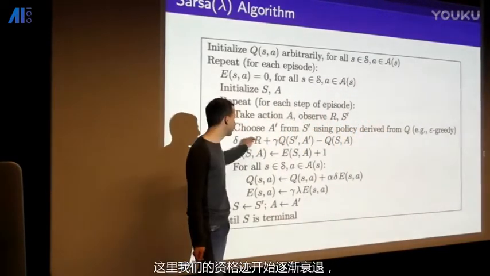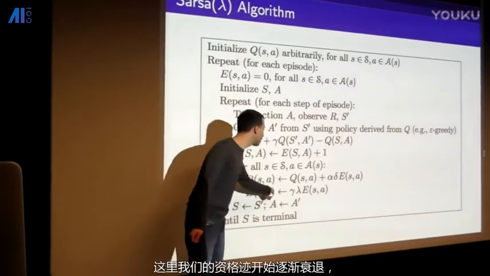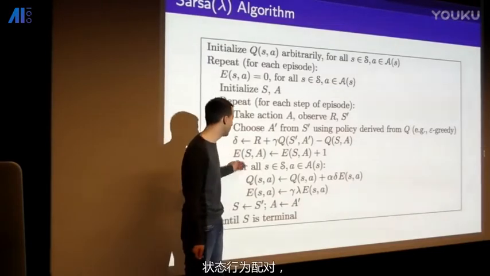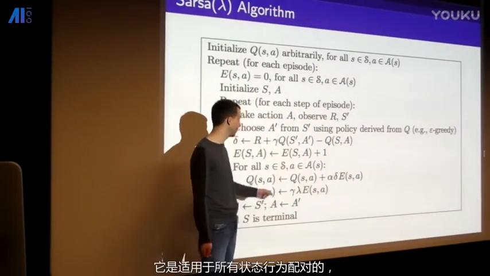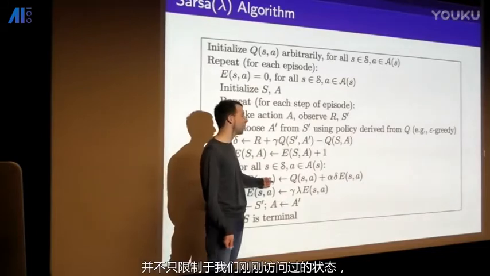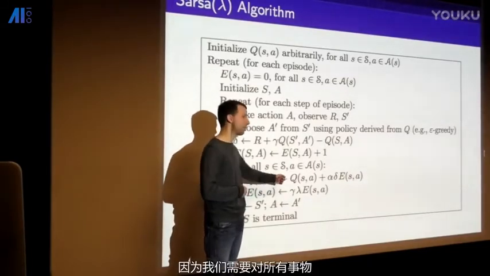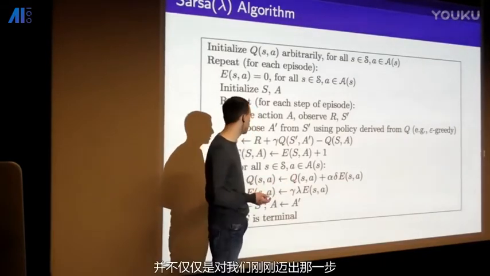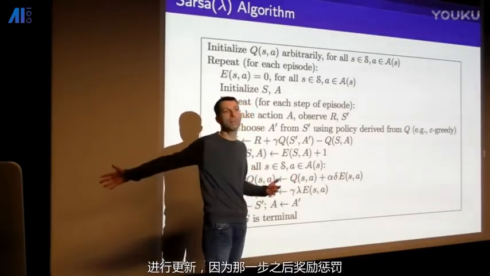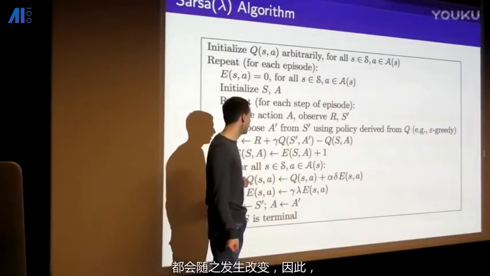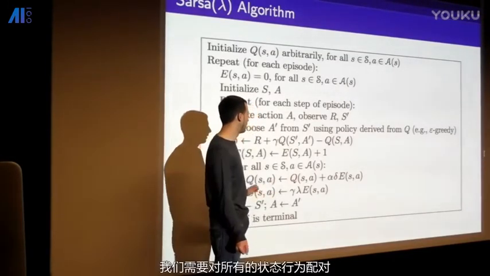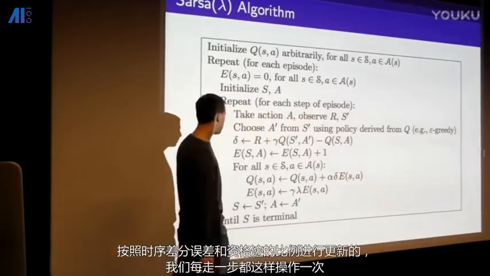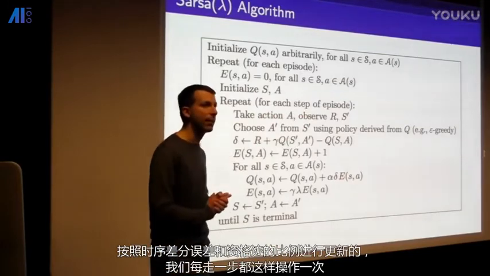We increment our eligibility trace. We decay all our eligibility traces down here. So here we're just incrementing the state action pair we actually visited, but here we're decaying it for all states and actions. And for all states and actions, not just the one that we visited now, we do an update, because we need to update everything in proportion to its eligibility, not just the thing which we visit at this step. Everything might be blamed now or credited for what happens. So we need to update all state action pairs. And we update them all in proportion to the TD error and the eligibility trace. And we just iterate every single step.